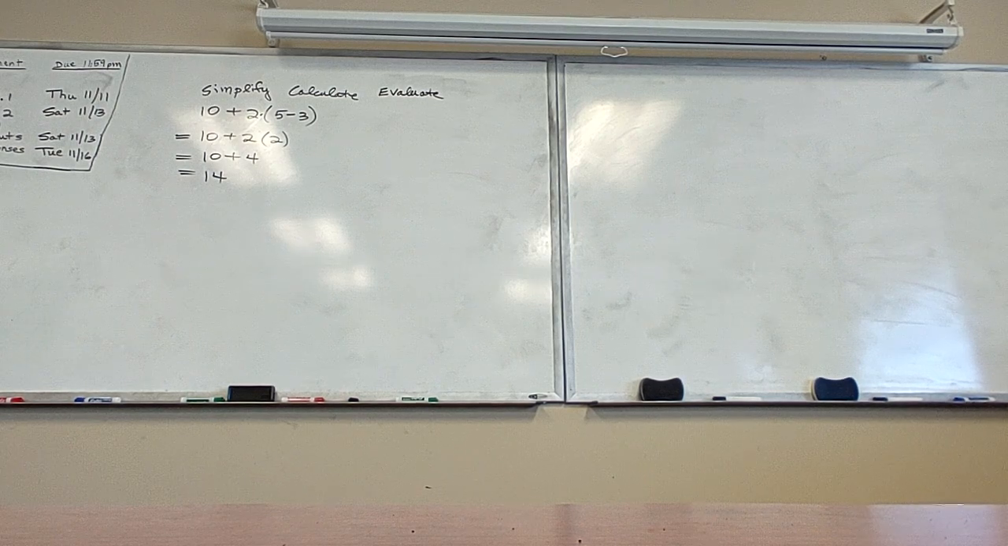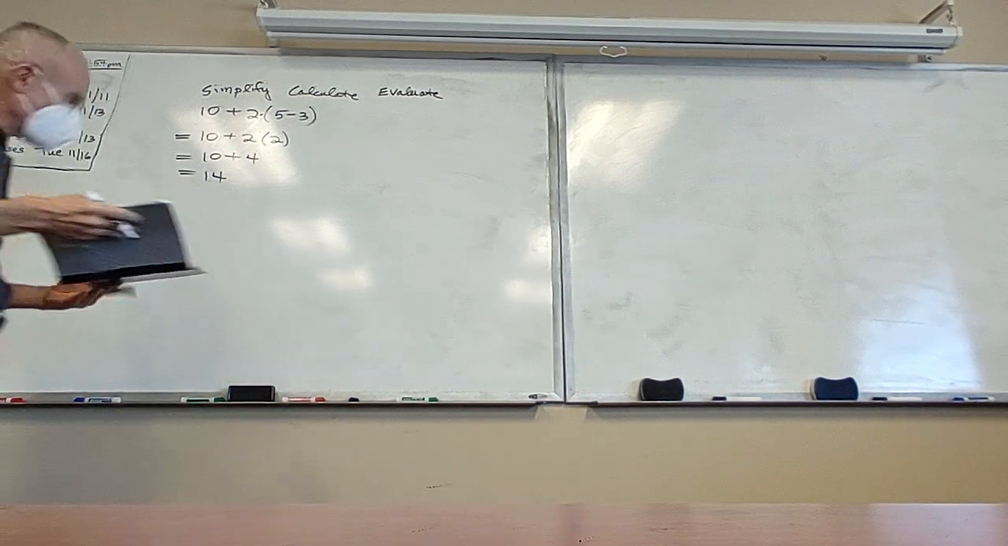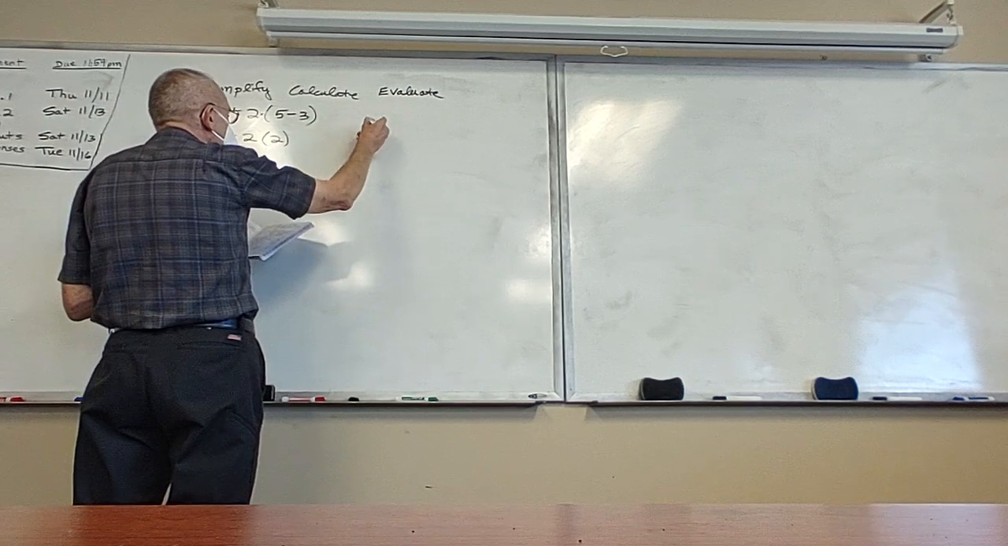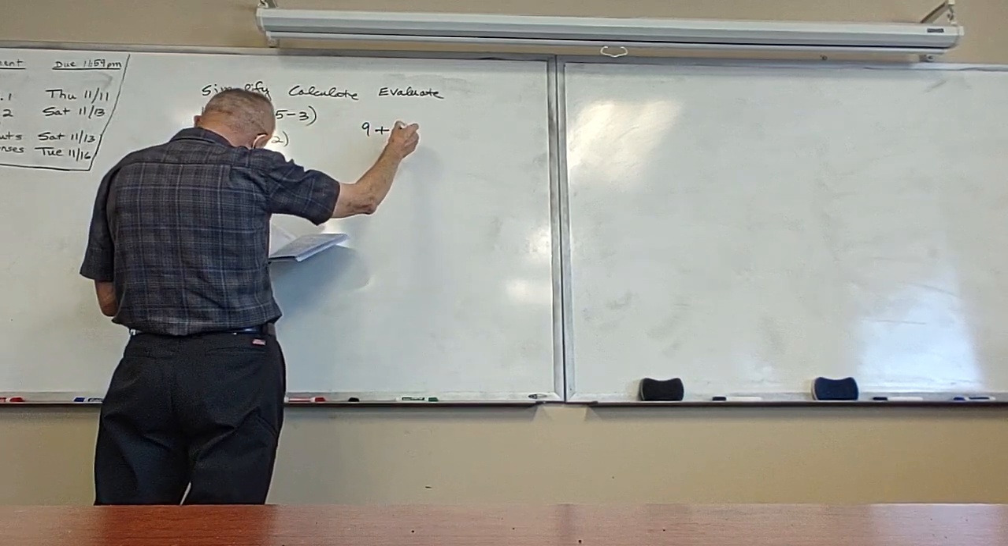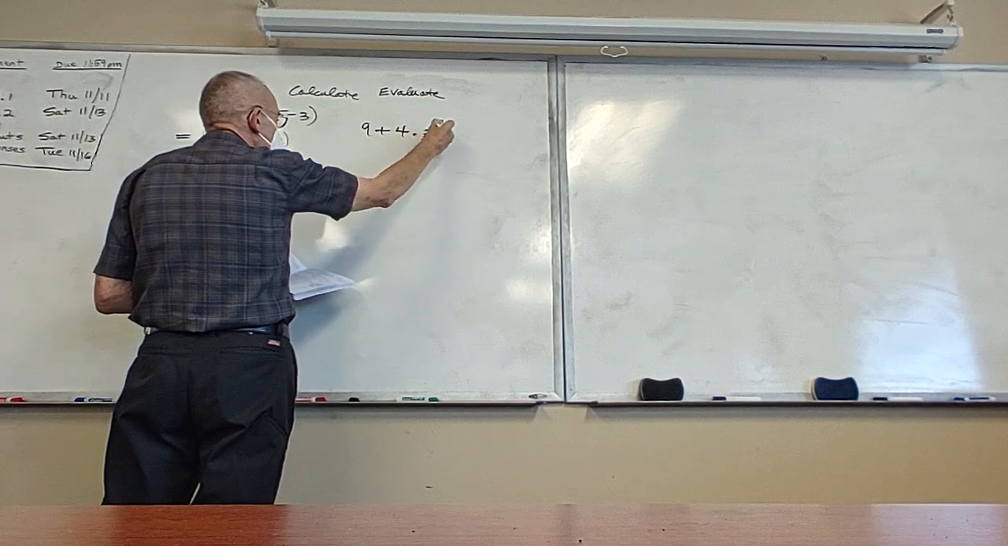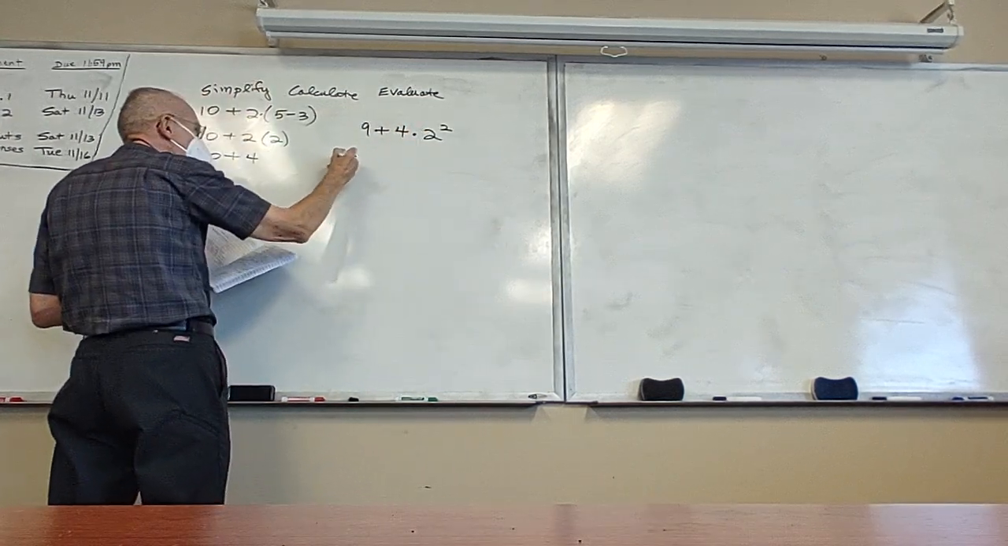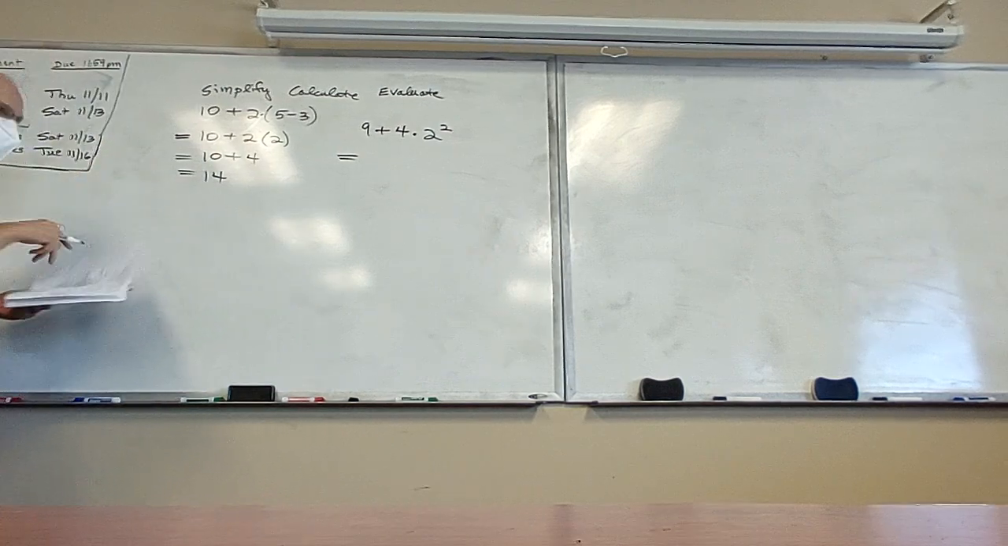Trying to think of another one on here I thought was important. How about this? 9 plus 4 times 2 squared. Now each of these is bringing out mistakes that I've seen in the past. These are all taken from your work, from your homework.